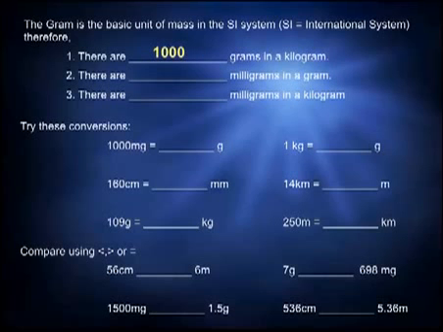So, how many grams in a kilogram? 1,000. How many milligrams in a gram? 1,000. So, how many milligrams in a kilogram? 1 million. How do you get that? You move it over 3 places to go from milligrams to grams, another 3 to go from grams to kilograms. 1 million.